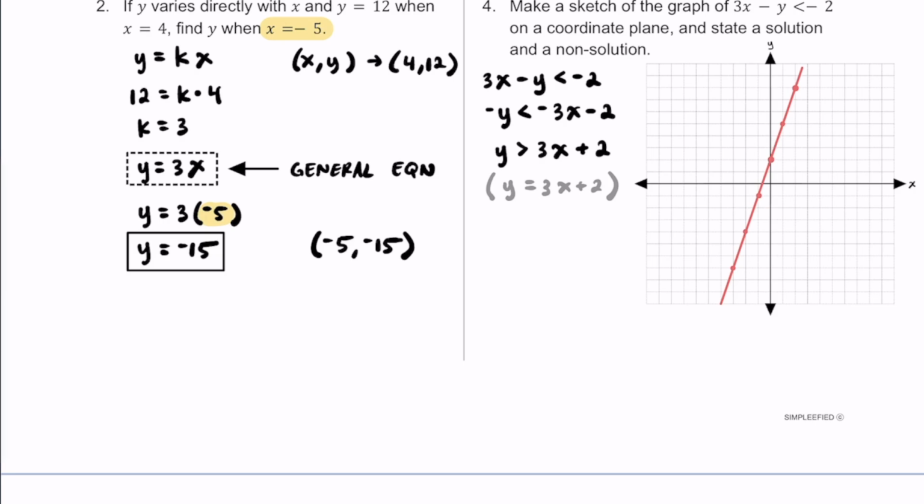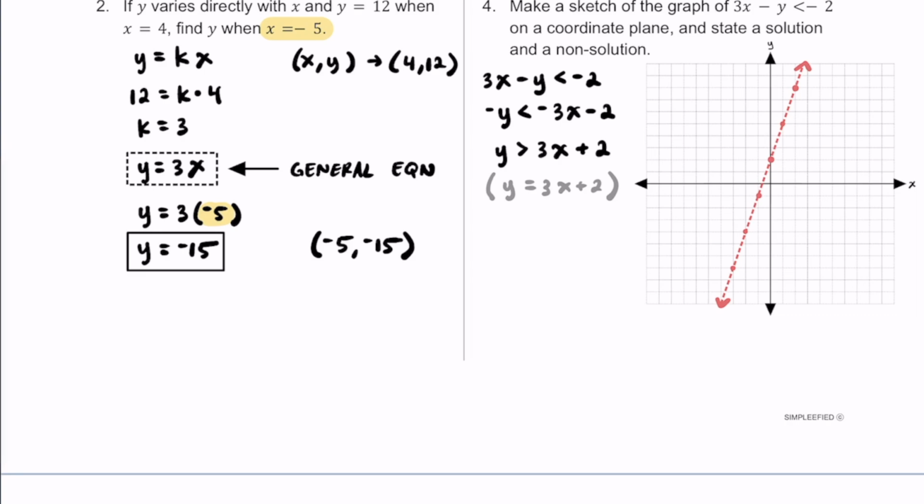Also, if we had a line underneath here, this would also mean that we would have a solid line, but keep in mind that the y value has to be greater than 3x plus 2. So we're going to use a dashed line because none of the points that are on this line are going to satisfy the inequality. It has to be either above or below the line to be a solution.